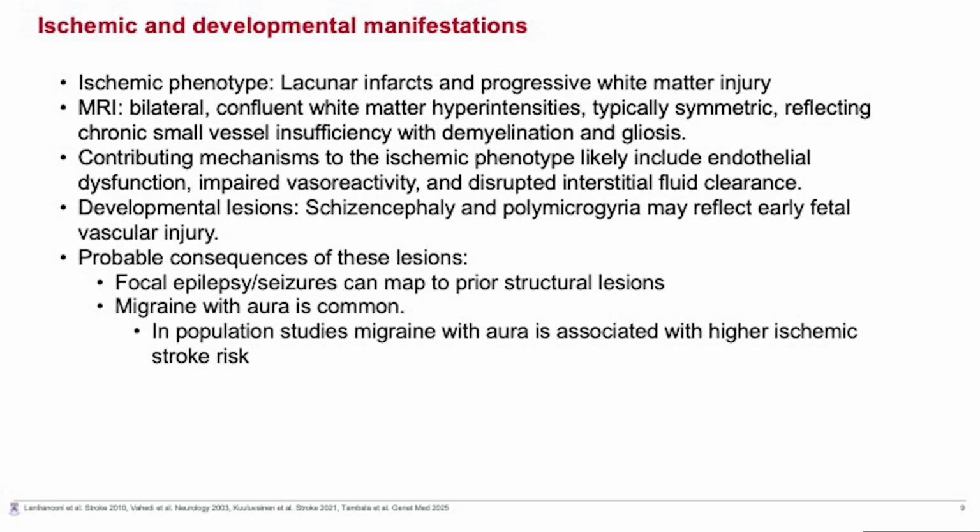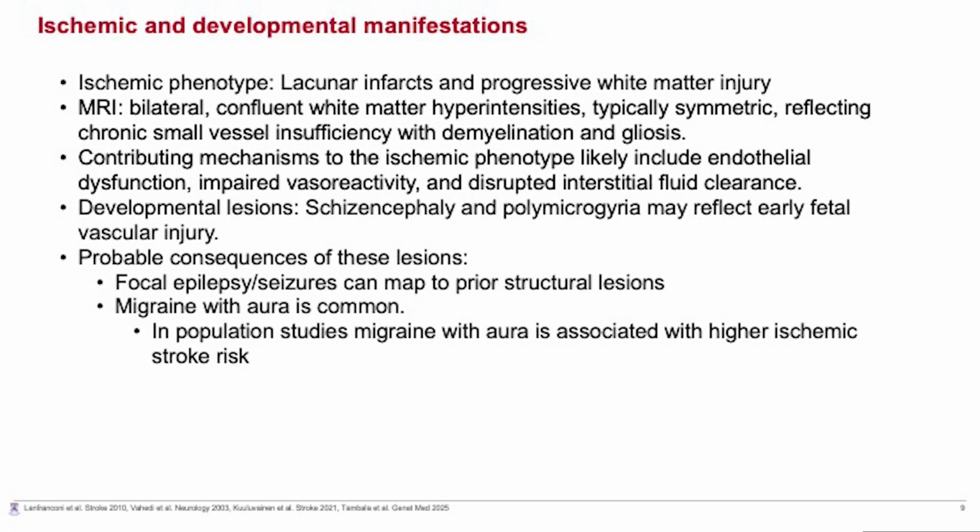Let's talk a little bit about the ischemic question. As I said, lacunar infarct, small, deep, progressive white matter injury. And as we saw in the MRI in the previous slide, there are these confluent white matter hyperintensities. A lot of this I'm repeating because I know it's very jargony, but I think if you repeat it enough it can sink in, and when you hear it again, it triggers something. Again, symmetric, reflecting chronic small vessel insufficiency with demyelination and gliosis.